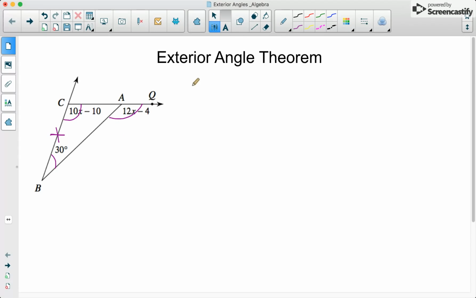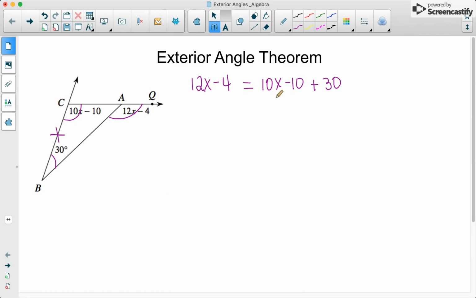So I'm going to set up my equation. The exterior angle is equal to 2x minus 4, and that should be equal to the sum of these two angles over here. So it would be equal to 10x minus 10 plus 30.